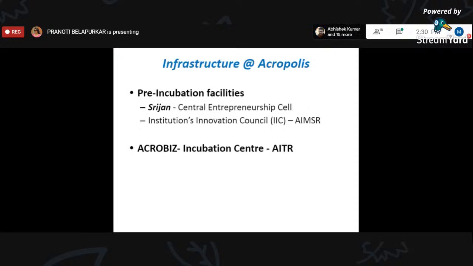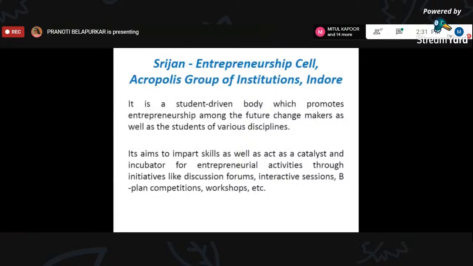Okay. And Acropolis is the incubation center that is currently present at AITR. It caters to all the engineering things that are required, and it gives you all the facility and flexibility to work there. Right. So I'll be giving it a little bit of detail.